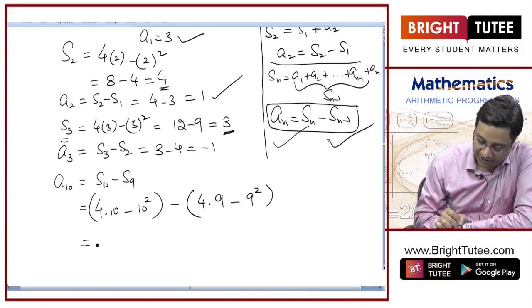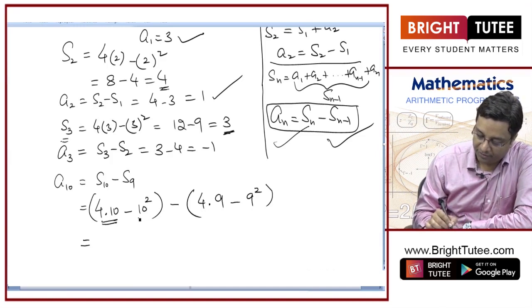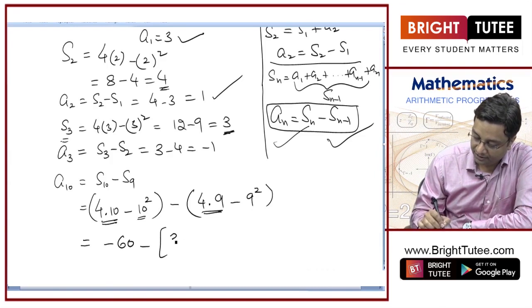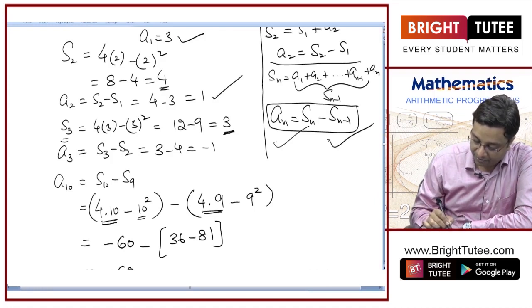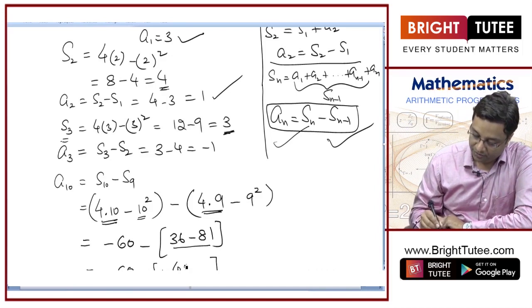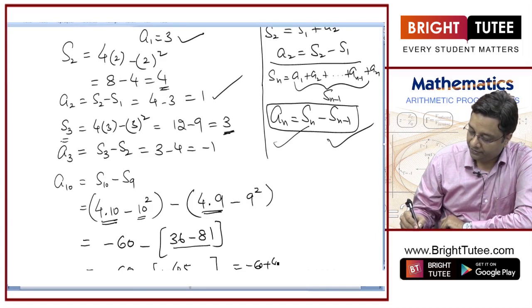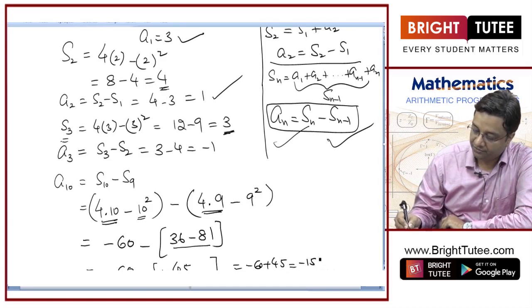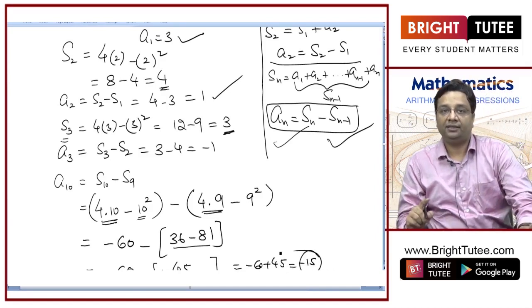Okay. So A10 will be equal to 40 minus 100, that is minus 60, minus, this is 36 minus 81, right? So it is equal to minus 60 minus of 81 minus 36. It is equal to 45 minus 45, right? So minus minus plus, it will become minus 60 plus 45, which is equal to minus 15. So this is our 10th term.